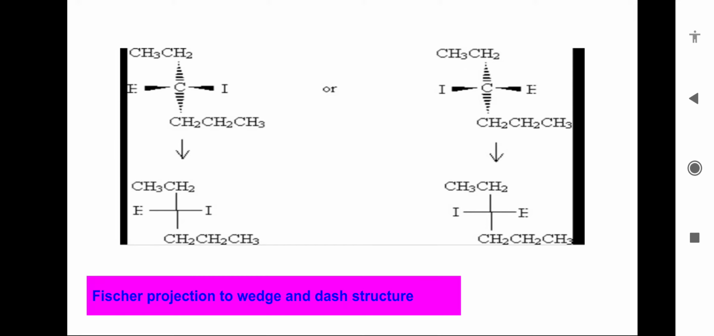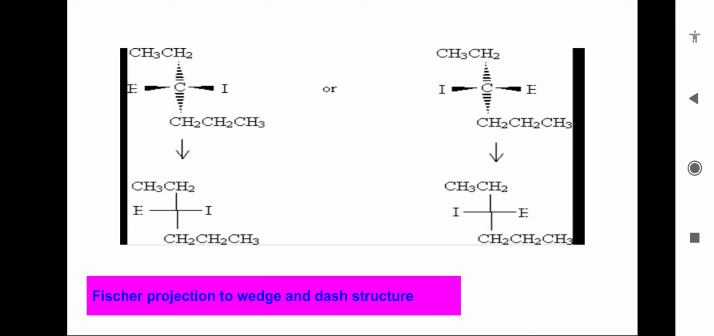We can even convert wedge dash structures into Fisher projections. See, in the first example, the CH2CH3 group, that is the ethyl group, and the CH2CH2CH3 group, that is the propyl group. The ethyl and propyl groups are on dashes. So, in the Fisher projection, those groups are kept on the vertical line.